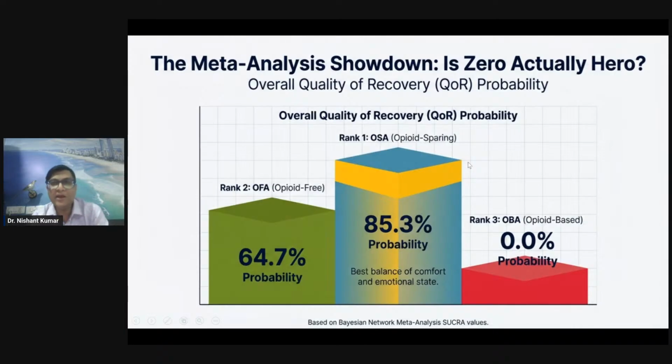So when we compare the three drugs, overall quality of recovery score, we say that opioid-based again as a control, so that is 0. Opioid-free is 64.7. Now opioid sparing, surprisingly, gives the best balance of comfort and emotional state. As I said, you give a bit of opioid, and the patient feels a bit better. But then, in opioid naive patients, patients who have never taken an opioid, even a few doses of opioids can cause dependence. I remember a case where there was this patient who was opioid naive, a young male.